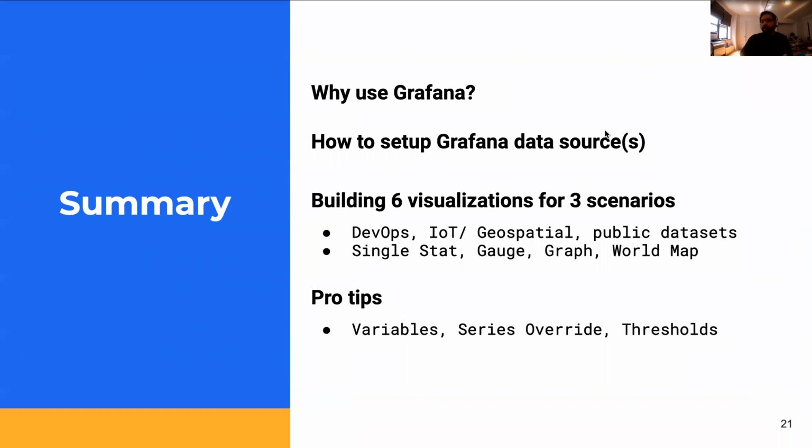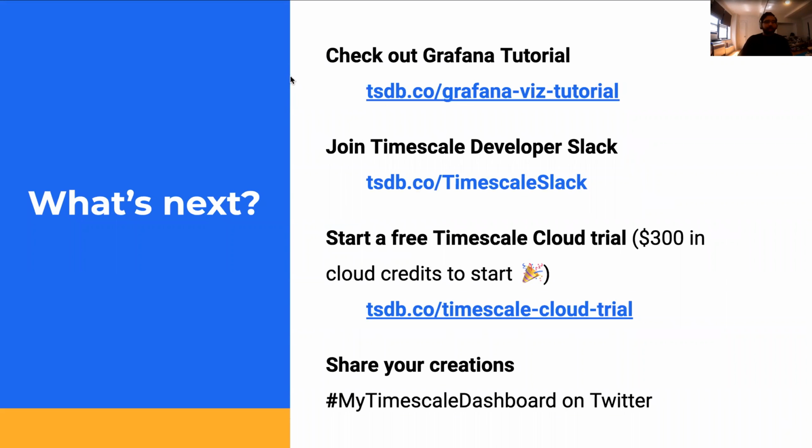Okay, so what did we talk about today? We looked at why you should use Grafana. I talked about how it's low cost, with support for a variety of different visuals and data sources. I showed you how to set up a Grafana data source, that one being Timescale. We built 6 different visualizations for 3 different scenarios: DevOps, IoT, and geospatial data, as well as a public data set tracking COVID-19. We built things like a single stat, a gauge, a graph, and a world map. And then lastly, I showed you some pro tips using variables, series override, and threshold to make your graphs more usable and get more value out of them. That's what we did today.